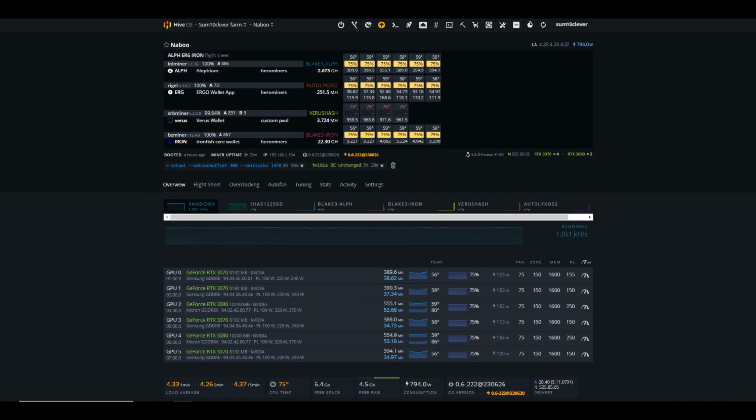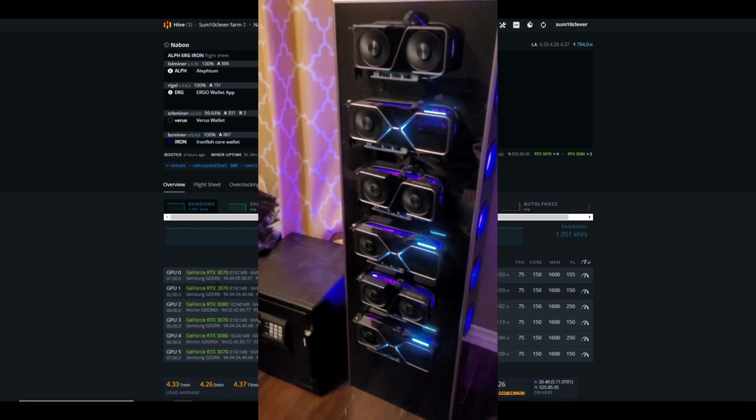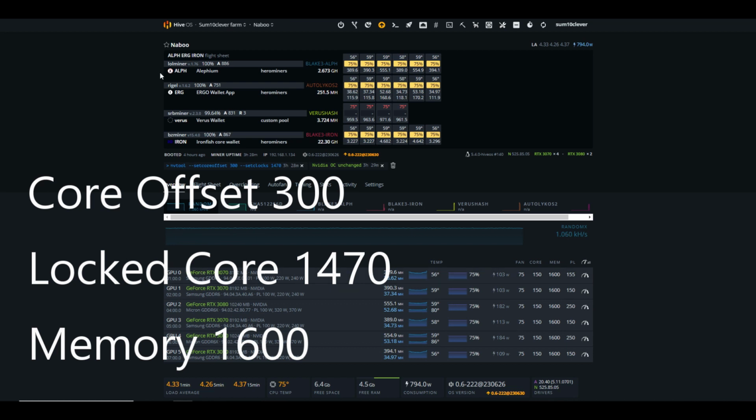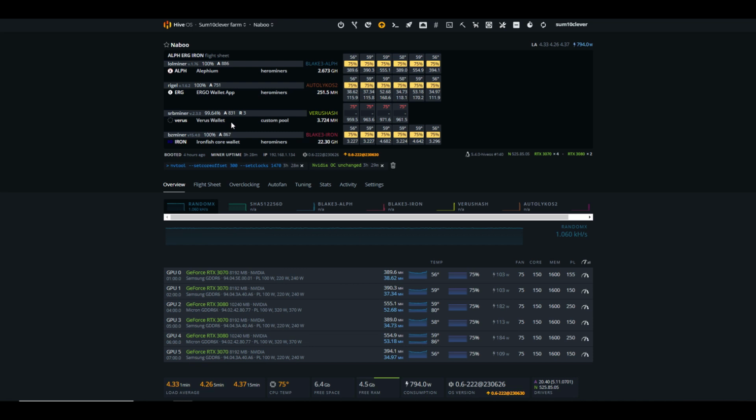Now I've got another rig, Naboo, which is four 3070s and two 3080s. And you can see we're using the same flight sheet here. Now, notice my CPU is running a little hot. I'm only doing this as an example to show you that you can mine five different algorithms all on the same rig simultaneously. Now, this is different than perhaps dual mining two coins and then switching to ZIL periodically throughout the day. This is actually mining four different algorithms simultaneously on the same GPU.